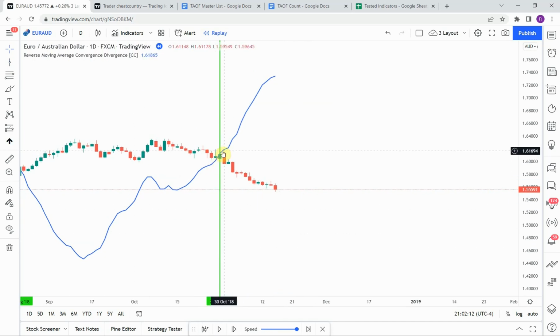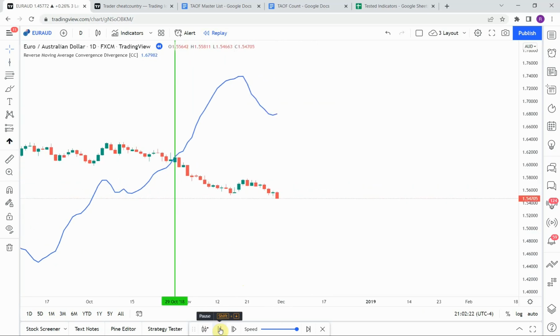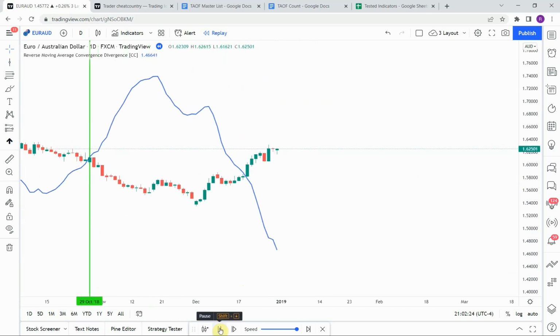All right, we get another short signal right here. Get that cross of the blue line to the upside and a push to the downside with price action, getting us to take profit once more. Go ahead and continue on.